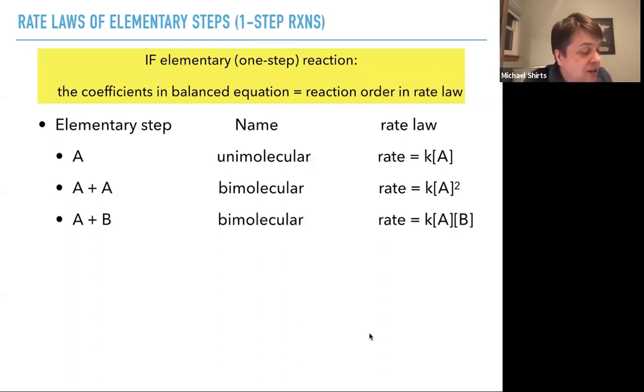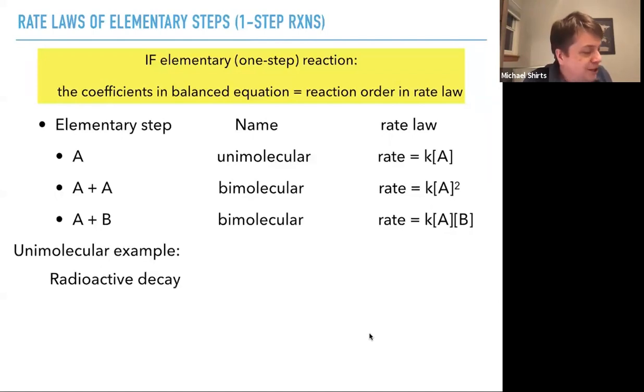A plus B is also bimolecular. The rate is going to be proportional to [A] times [B]. Again, this is usually the case in gas reactions where the probability of two things colliding is just going to be proportional to the density squared. If there's twice as much A, there's twice as many collisions. If there's twice as much B, there's twice as many collisions. If there's twice as much A and twice as much B, there's four times as many collisions. That's the basic argument that works.